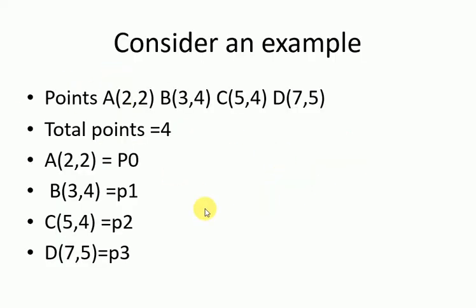Now consider an example with 4 points: x0 equals 2, y0 equals 2, x1 equals 3, y1 equals 4, x2 is 5, y2 is 4, x3 is 7 and y3 is 5. They are totally 4 points, so n is equal to 4 minus 1, that is equal to 3. So you have P0, P1, P2 and P3.